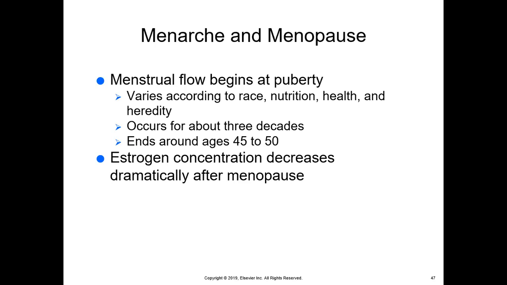That means that you are no longer participating in the ovarian cycle and the endometrial cycle. And so you don't have sloughing off of the endometrial wall and you're not ovulating any longer. It's postmenopausal.